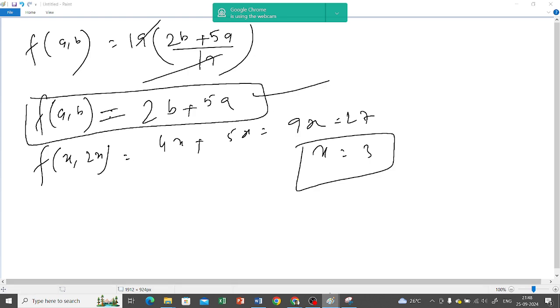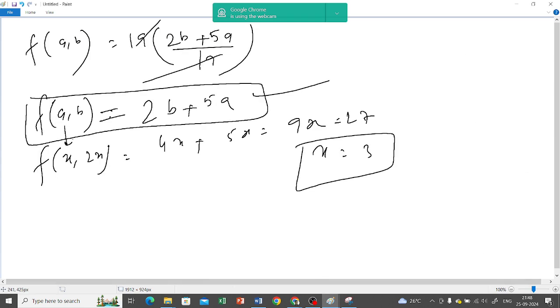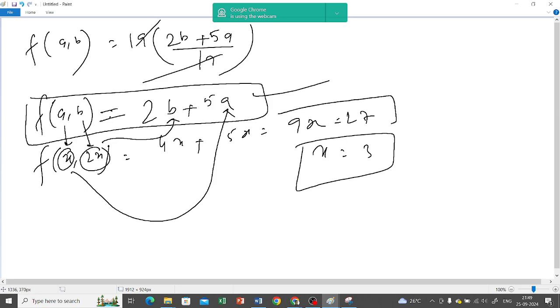Now what I've been asked is f(x, 2x). So just put x in place of a and 2x in place of b. So 2x is going to come in the place of b, and x is going to come in the place of a. That is going to give you 4x + 5x, so that is 9x. So 9x is equal to 27, and x is 3. Do you understand this? Yes.